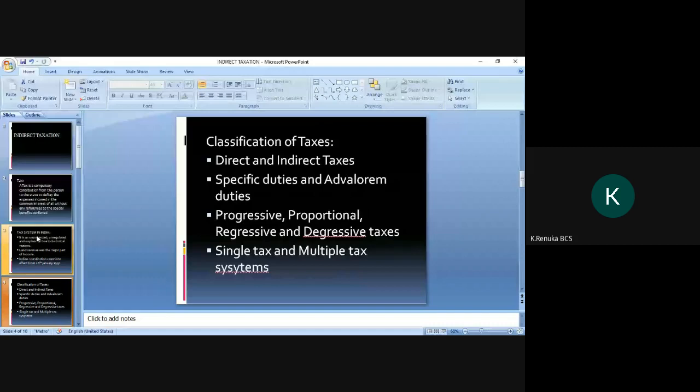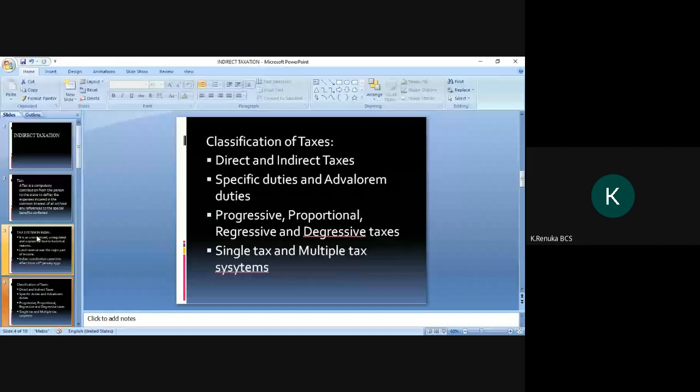Next one is progressive, proportional, regressive, and degressive taxes. Proportional taxation is a tax system in which the tax rate remains constant irrespective of changes in the tax base. The economy can change the tax base, but in proportional taxes no changes are made; it remains constant. It is a uniform rate and a steady process.